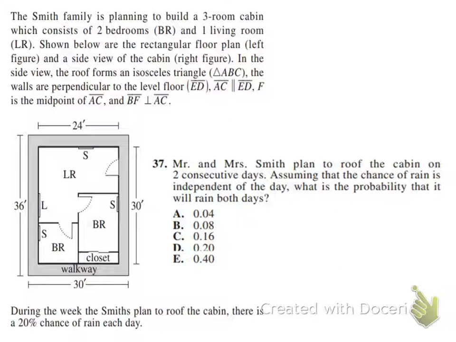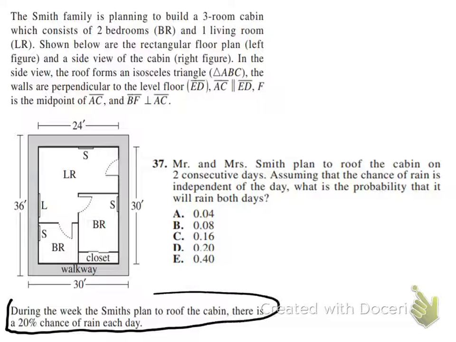Last question. Mr. and Mrs. Smith plan to roof the cabin on 2 consecutive days. Assuming that the chance of rain is independent of the day, what is the probability it'll rain on both days? Now we're looking for information about rain at this point. It's right down there at the bottom, right? There's a 20% chance of rain each day.